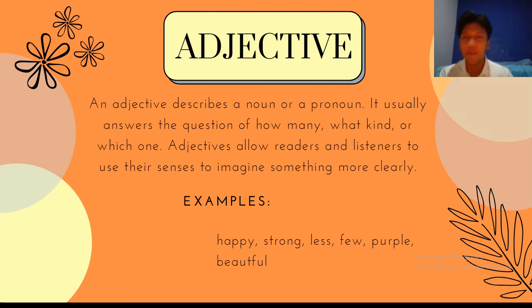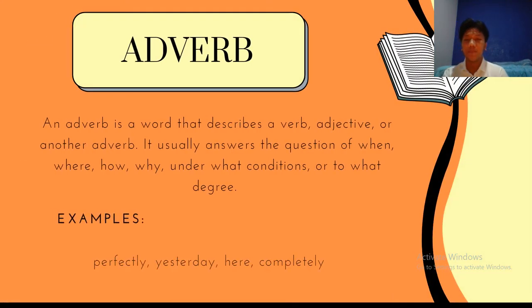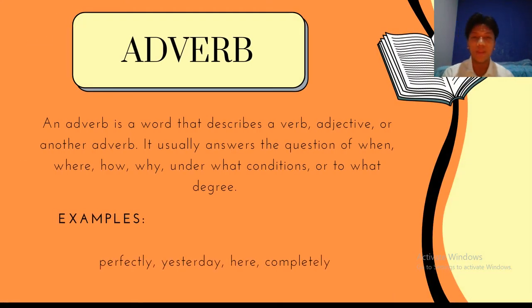But yeah, moving on to the next part of speech. We have adverb. An adverb is a word that describes a verb, adjective, or another adverb. It usually answers the question of when, where, how, why, under what conditions, or to what degree. And here are the examples: perfectly, yesterday, here, and completely.